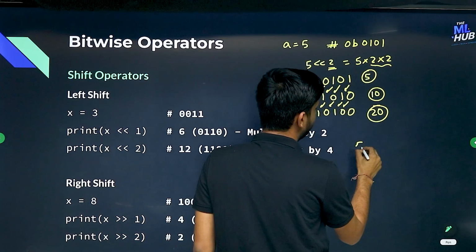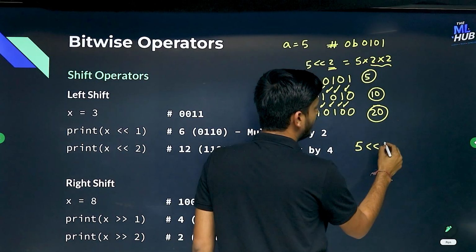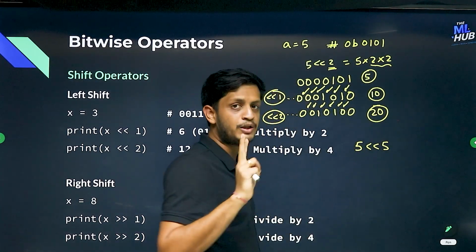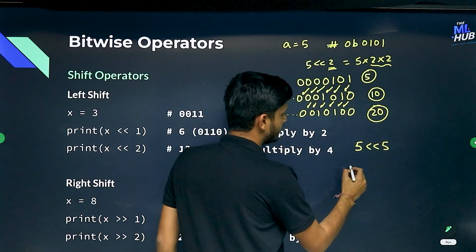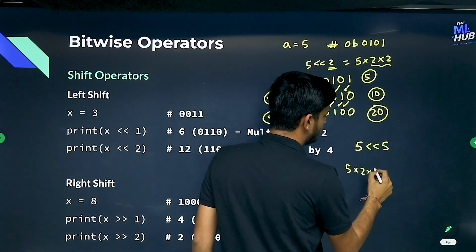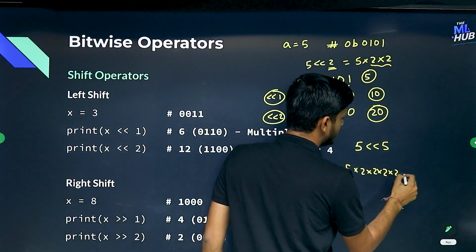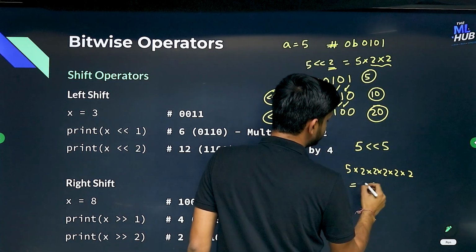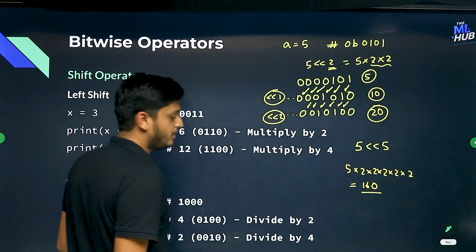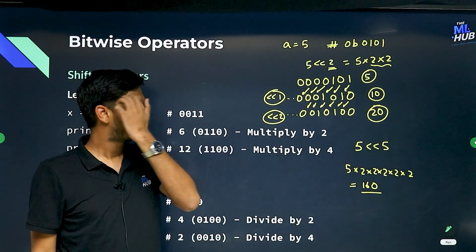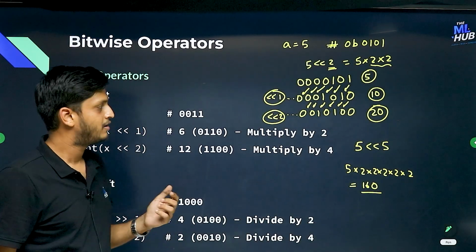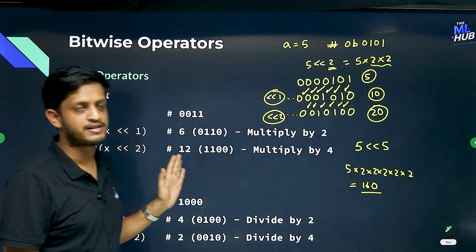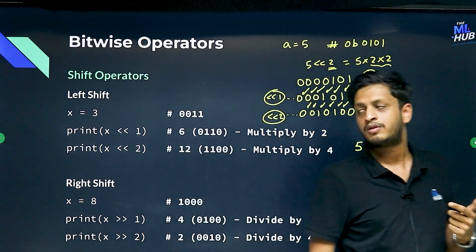So if you have to left shift, let's say 5 times, then you are actually multiplying by 2 five times, like this. 5 into 2 into 2 into 2 into 2 into 2. So whatever the answer is, 32 into 5, 160. Okay. This is how it works. This is what the left shift operator does. It always multiplies by 2.